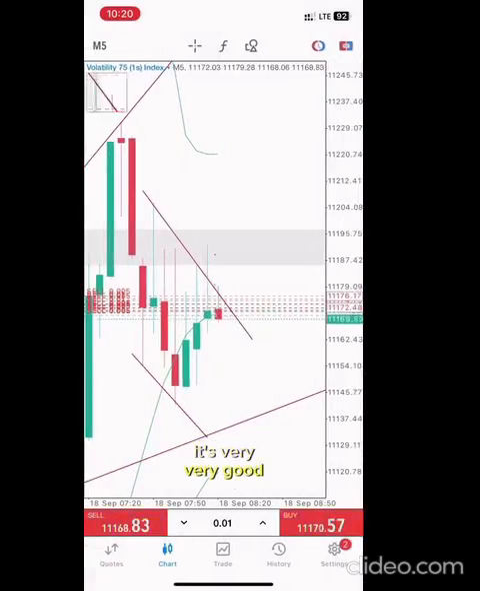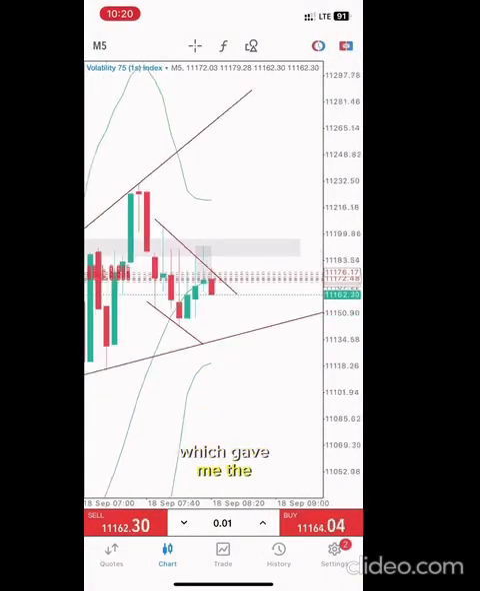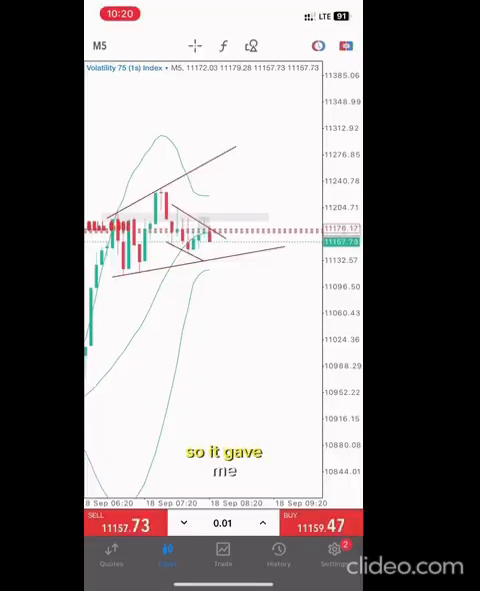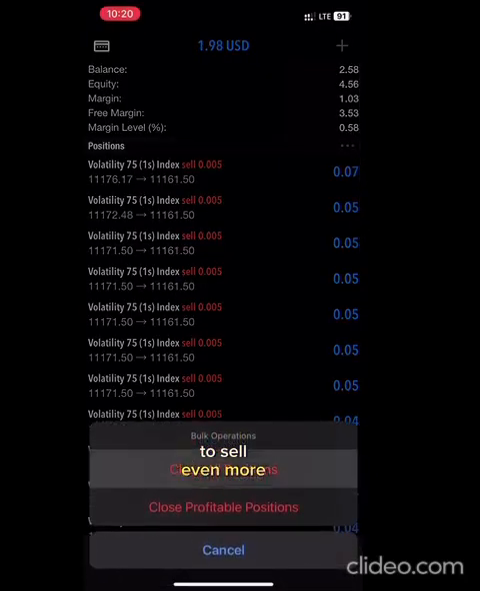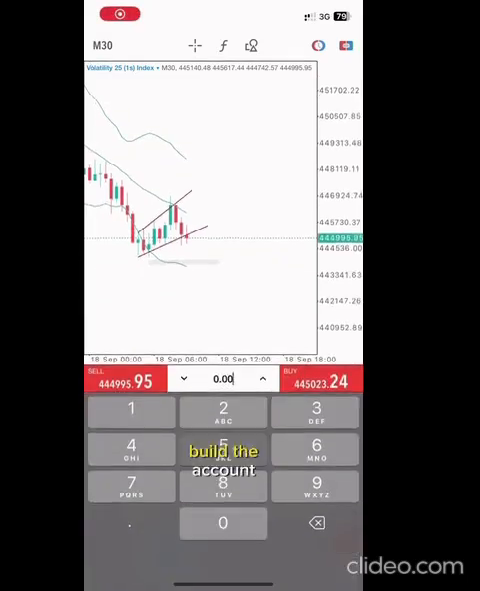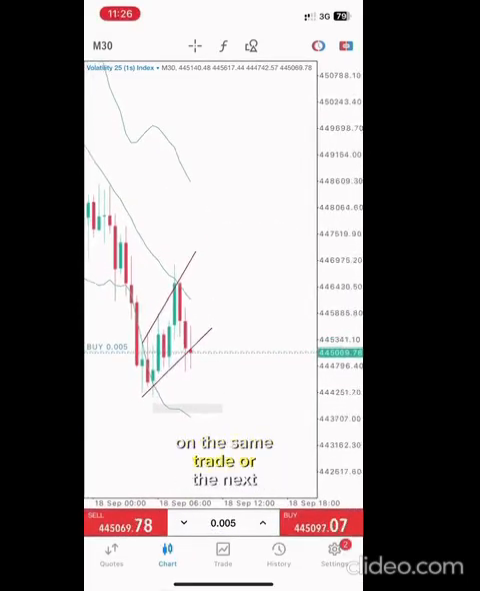It's very good. So you can see this is the candlestick which gave me the big advantage because it closed inside the trend line. So it gave me the ability and the confidence to sell even more. So I'll close each profit I make so that I build the account so that it can accumulate more position sizes on the same trade or the next.